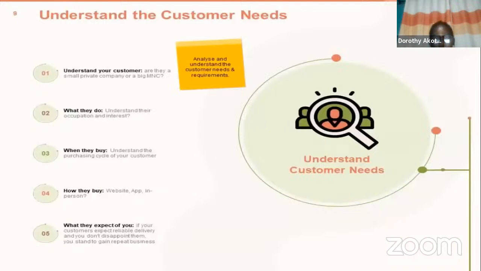So this slide explains how we understand the customers that we are marketing our products to. We need to understand our customers, and also we have to know what they want, what they do, when they are going to buy, how they are going to buy, or what they are expecting from us. So let's take an example. Maybe my company is in Kenya. Let's just take an example from Kenya, because I'm coming from there.